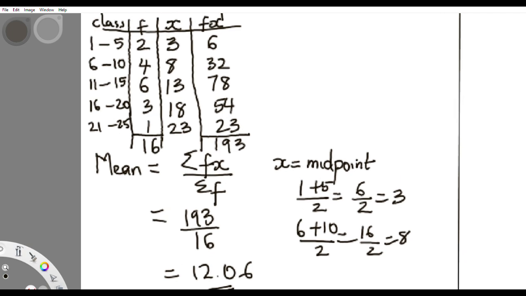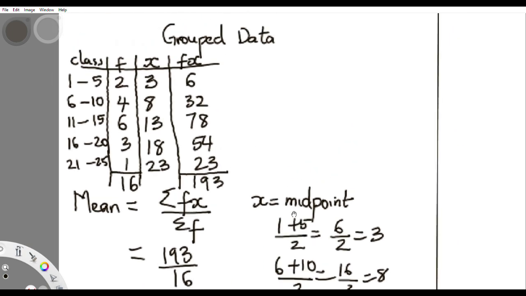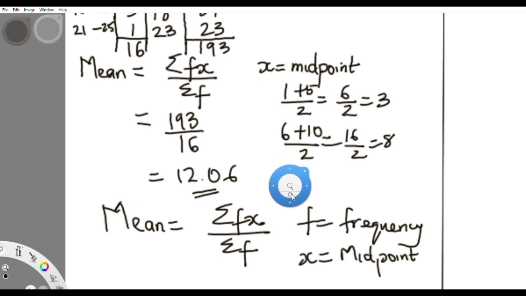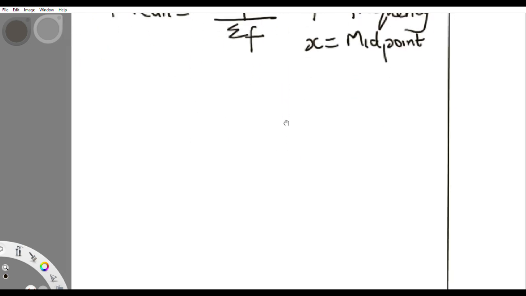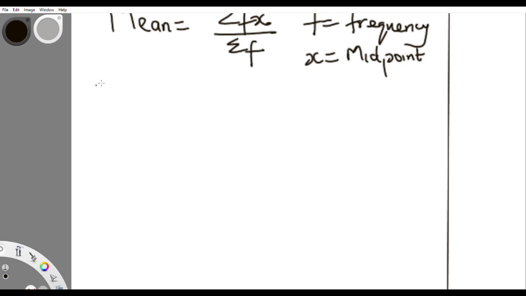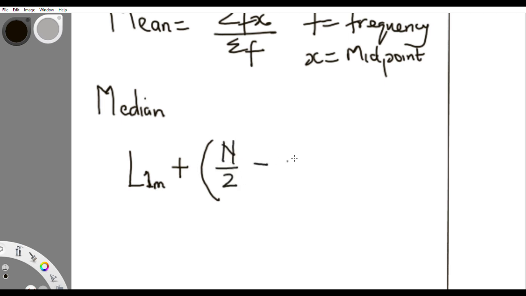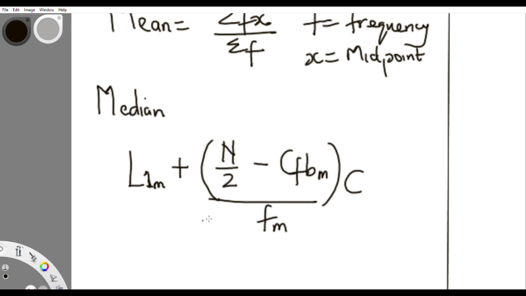That's basically all. Okay, now that is for mean. Now let's go to median, and this is where it gets a little bit different. So median, now the formula for median for grouped data is L1, the lower class boundary for the median class, plus open brackets n over 2 minus cumulative frequency before the median class, all over the frequency of the median class, multiplied by class size.